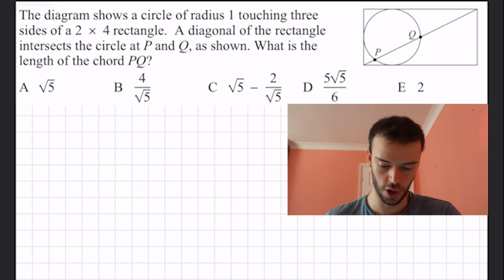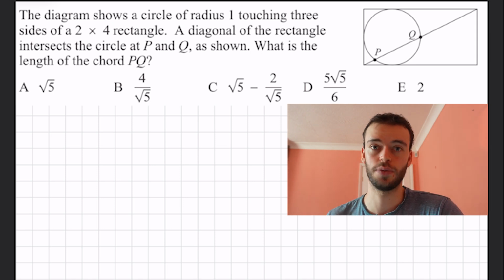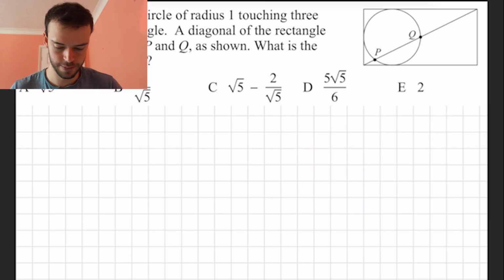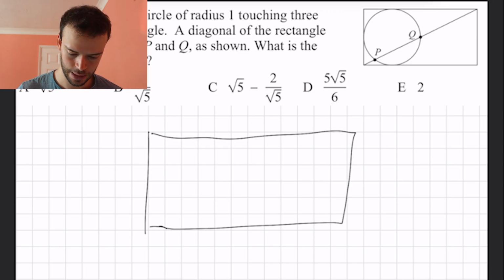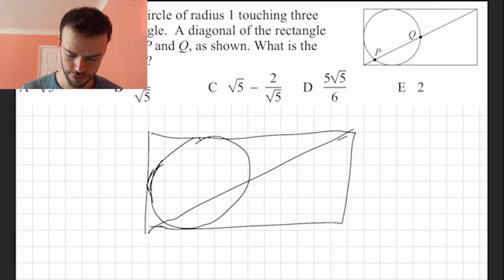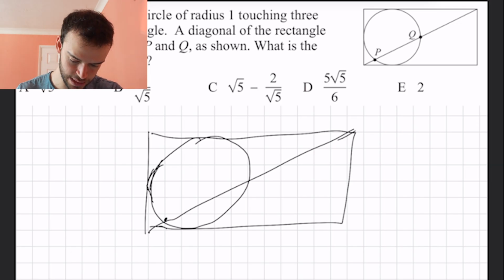Okay, so where do we start with this question? I think the first good place to start is to draw this out and try and label any information that we know. So we've got this rectangle here, and we have a circle which touches the three sides, and we have a diagonal that cuts through. And we're interested in this point here and this point here.